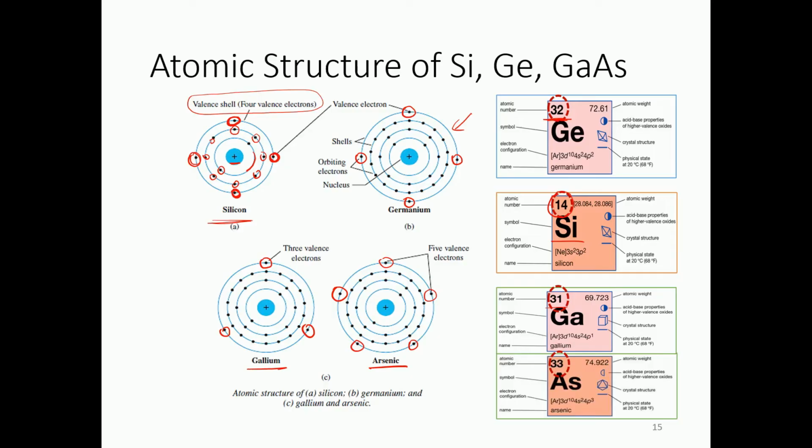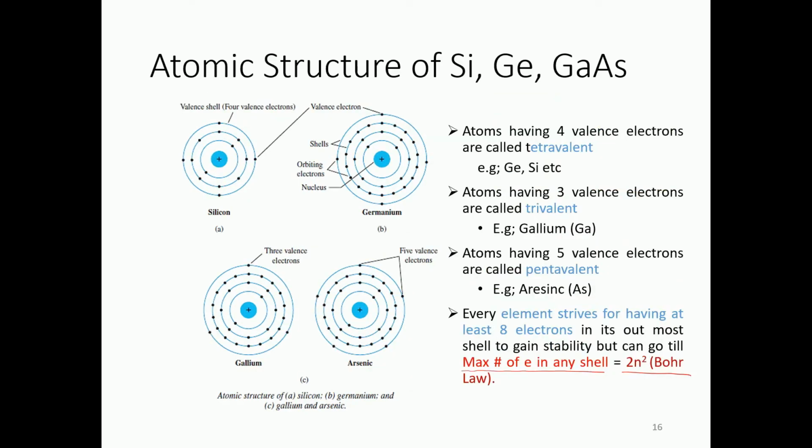So it is important for us to know what valence electrons are. Now why are these valence electrons needed? We are going to term these, for silicon and germanium, as tetravalent, for gallium it is trivalent, and for arsenic we have pentavalent. And we know that these are distributed because of Bohr's law of 2n².